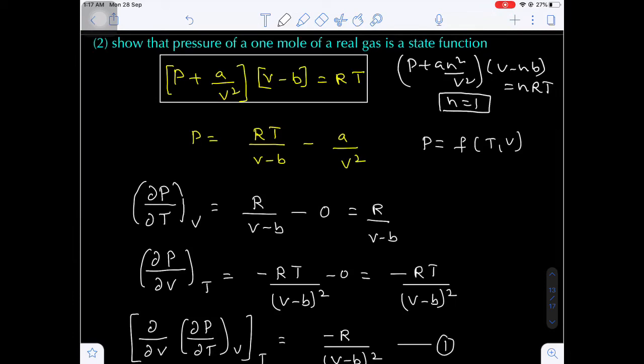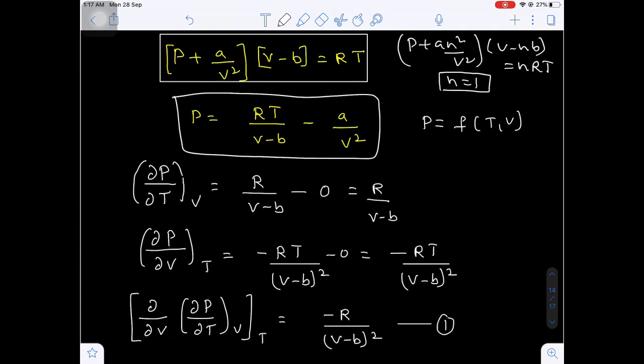From here I have to prove that pressure is a state function. So I am writing P + a/V² = RT/(V − b), and bringing a/V² to the right side, you will get P = RT/(V − b) − a/V². So this is the pressure corresponding to the real gas. Now here, differentiate the pressure with respect to temperature, keeping the volume constant, and once again, keeping the temperature constant, differentiate the pressure with respect to volume.